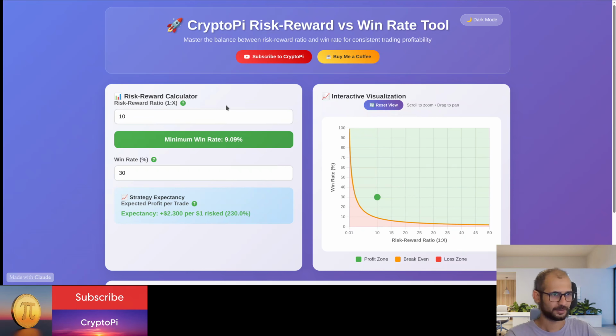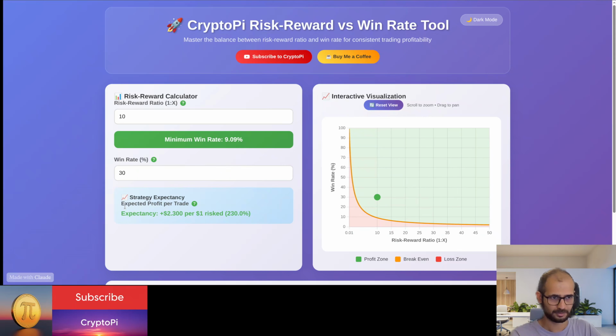In this tool, if you hover over the question mark, you see what exactly it means. The risk to reward ratio is the ratio of potential profit to potential loss. A 1 to 2 ratio means risking $1 to potentially earn $2. The win rate, on the other hand, is the percentage of trades that are profitable. So a 60% win rate means 6 out of 10 trades are winners, and for 4 of them, the strategy hit its stop loss.